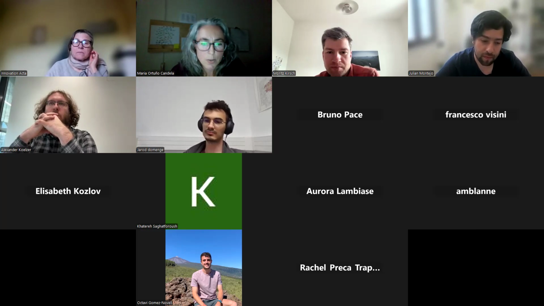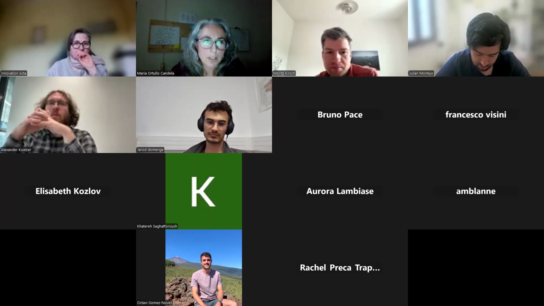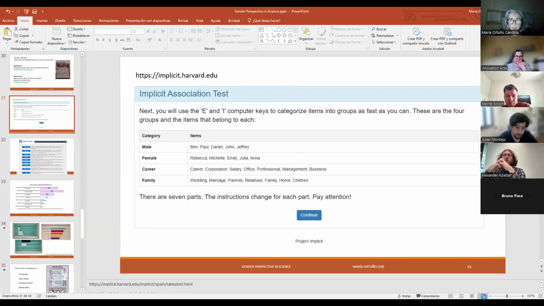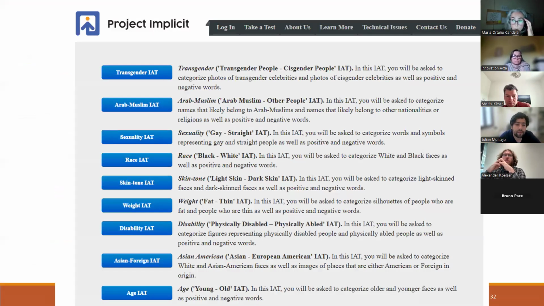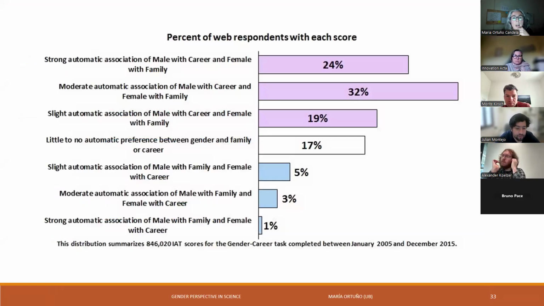So I was only saying you have this implicit test online, and you can try it. The test is also for different aspects that you can play with. And these are the results. Most of us fit in this automatic association in a strong, moderate or slight way, associating female with home. This is something cultural.